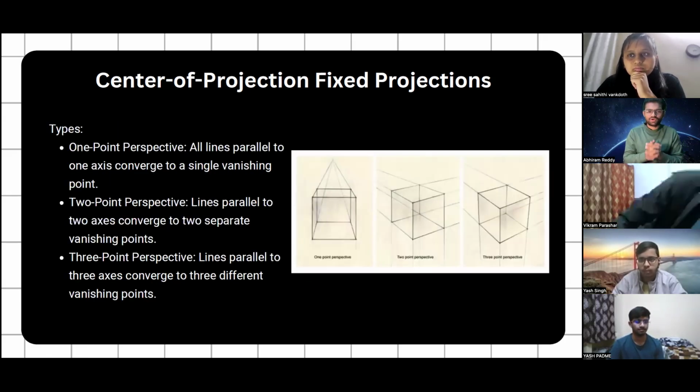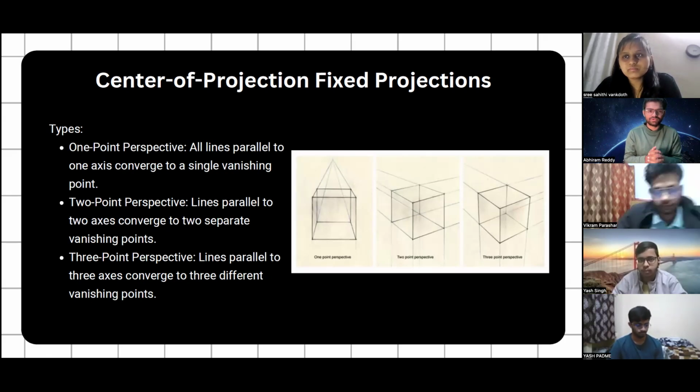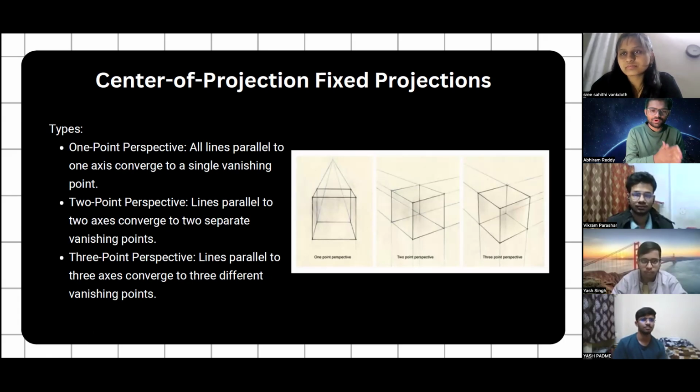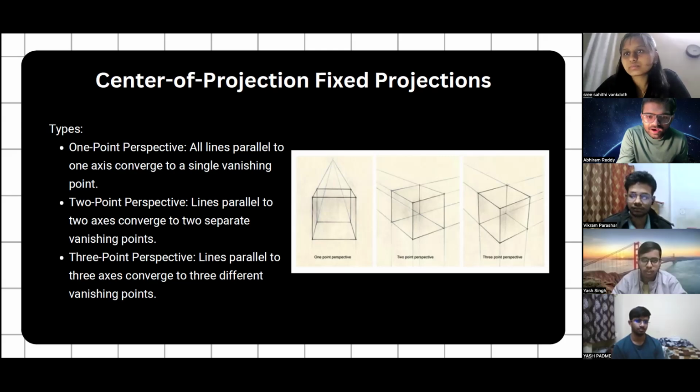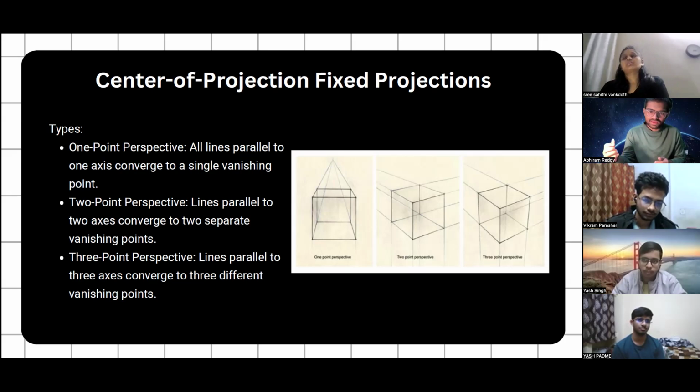There are broadly three types of center of projection fixed projections. One is the one point perspective. In this, all lines parallel to one axis converge to a single vanishing point. That is, an axis passing through a vanishing point or a center of projection. With respect to that, we get a perspective projection.